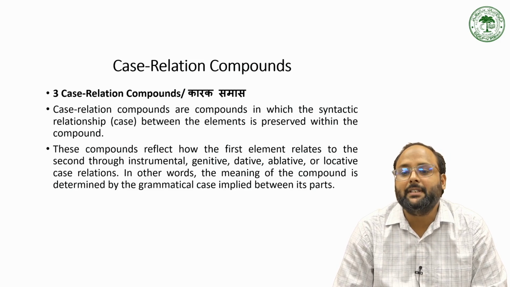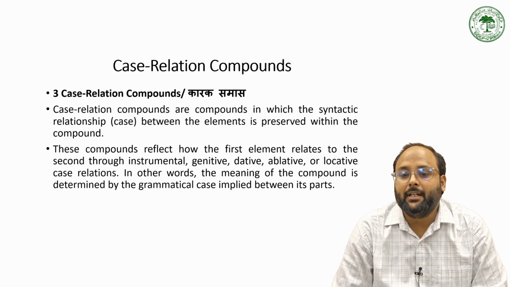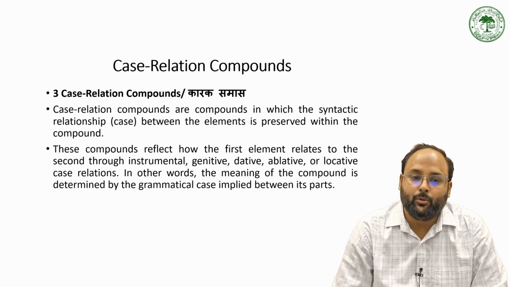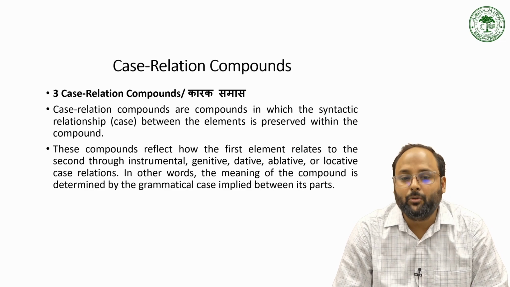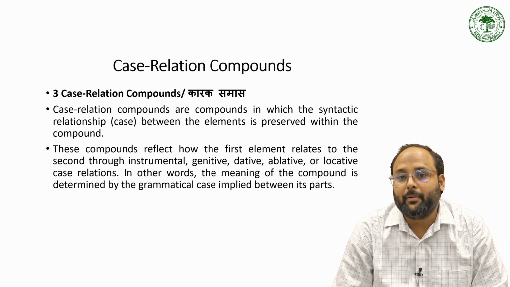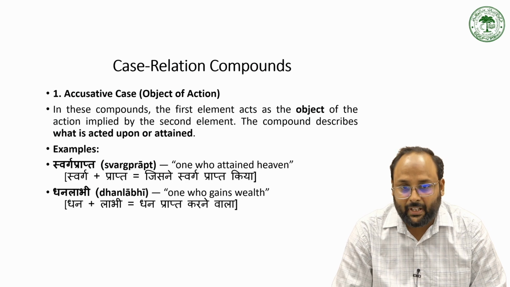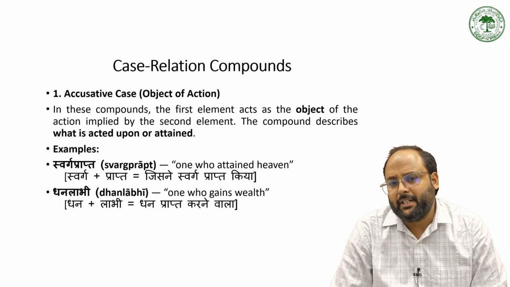In other words, we can say the meaning of the compound is determined by the grammatical case implied between its parts. The meaning of those compounds is determined in terms of grammatical case, and this grammatical meaning is determined by its parts. So we have different types of case relation compounds.